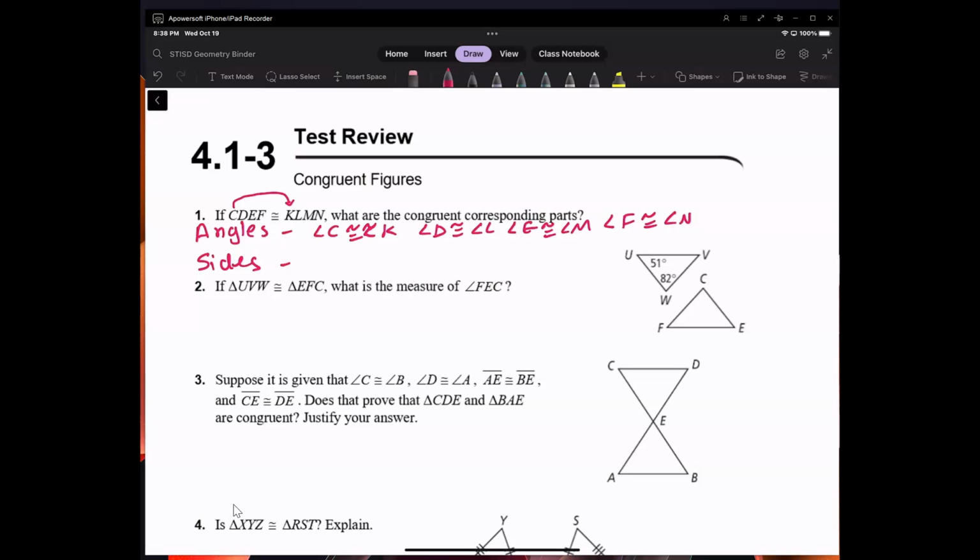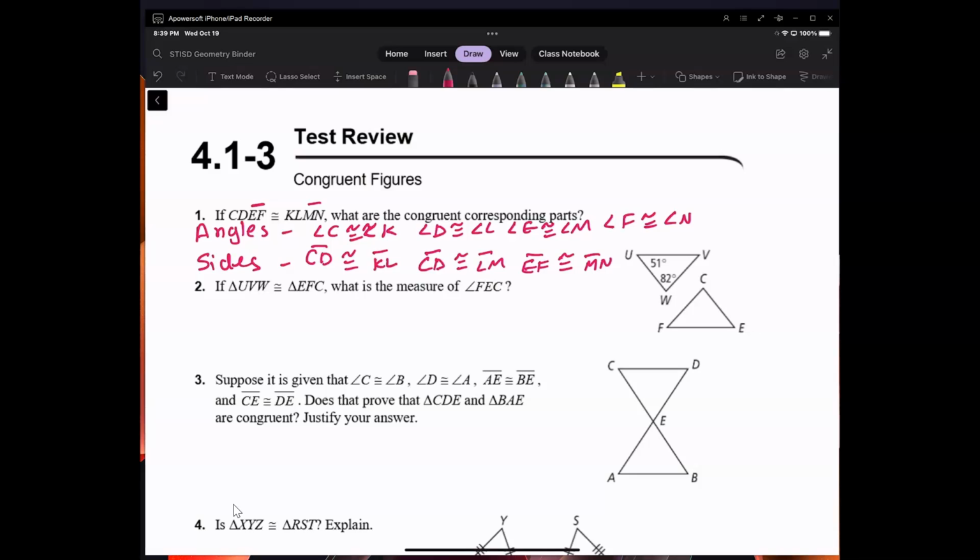The sides, we can also use the statement, and I'm just going to do one of them here. We have segment CD is congruent to segment KL. What you can say now is segment DE is congruent to segment LM. The next one, we have segment EF is congruent to segment MN.